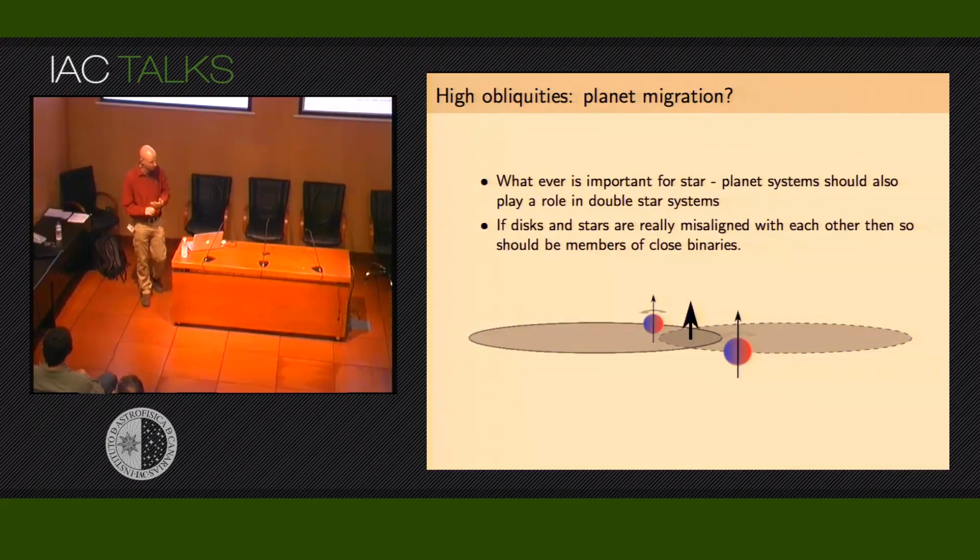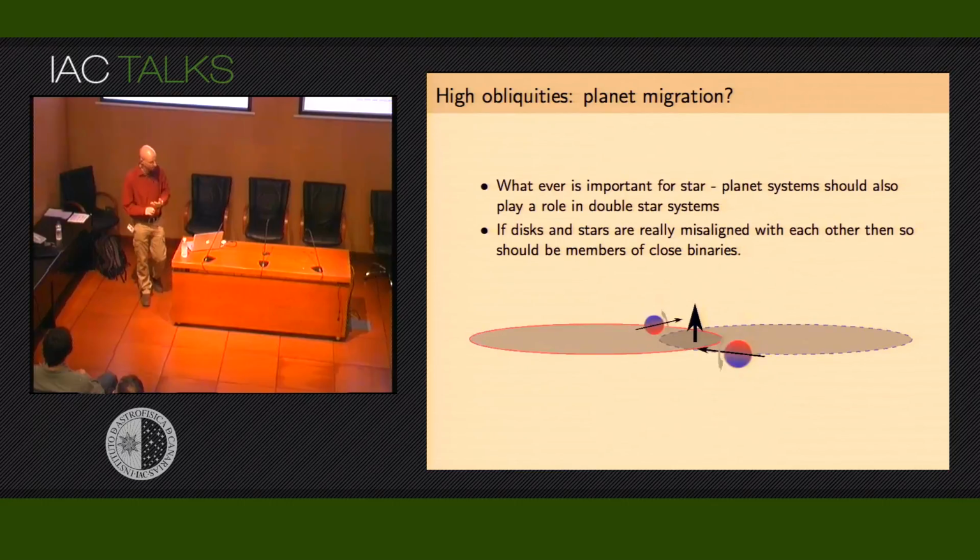Now, whatever is important for star-planet systems should also be important for star-star systems. Also, they form in a very similar way, in the same environment. So maybe we should check if these are aligned or misaligned. And I will now spend a few slides on measurements in close binaries before I come back to the planet case.